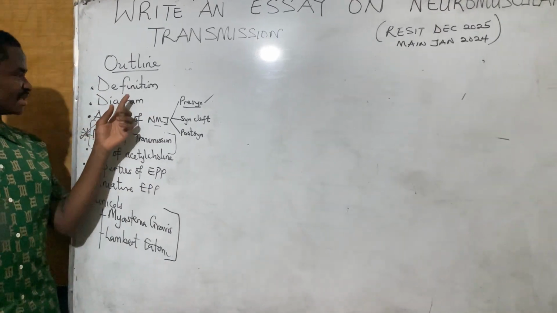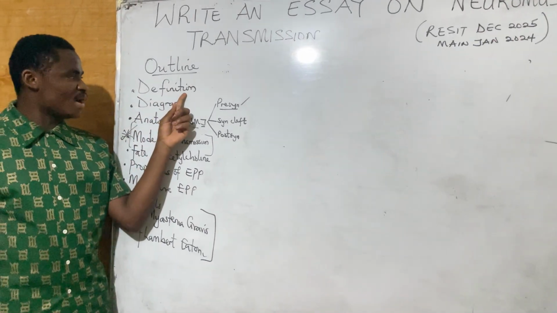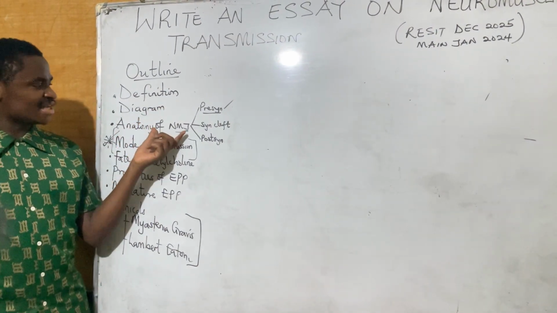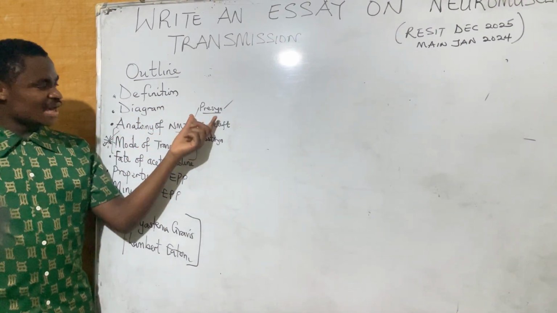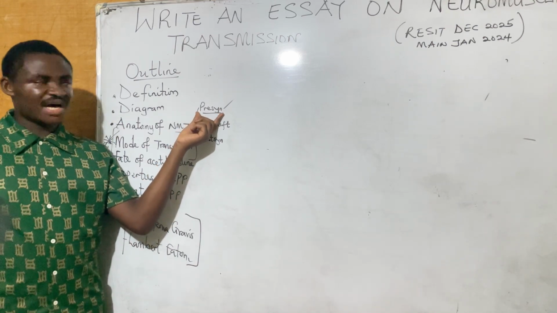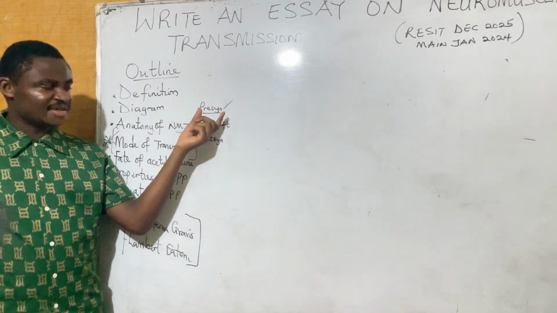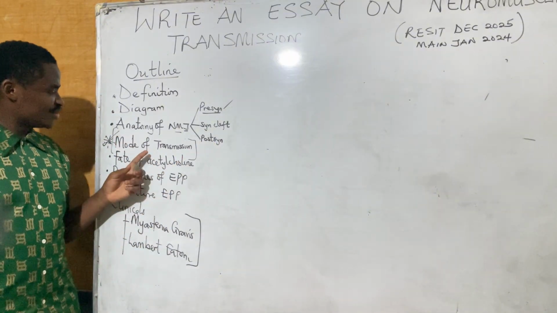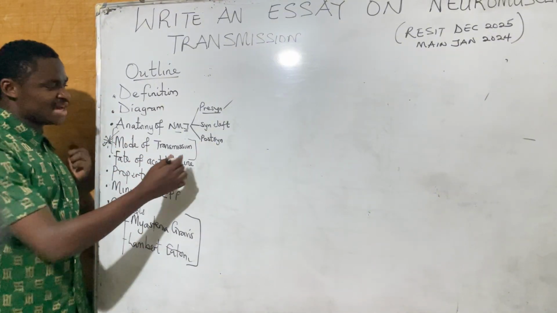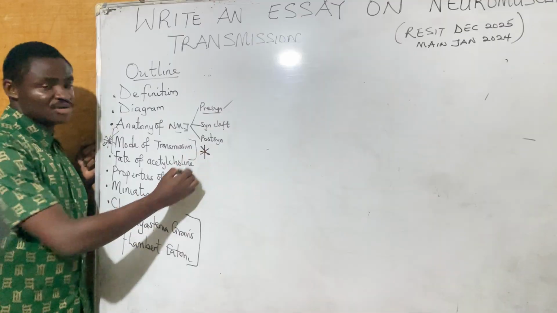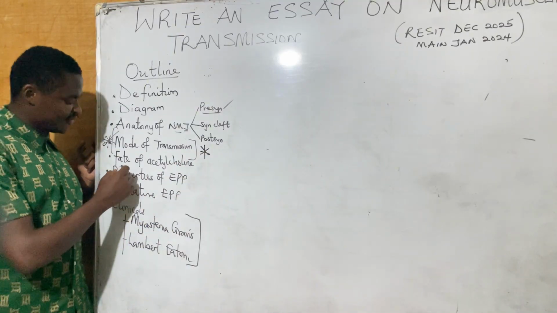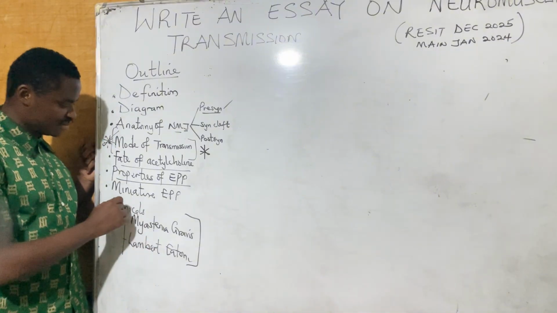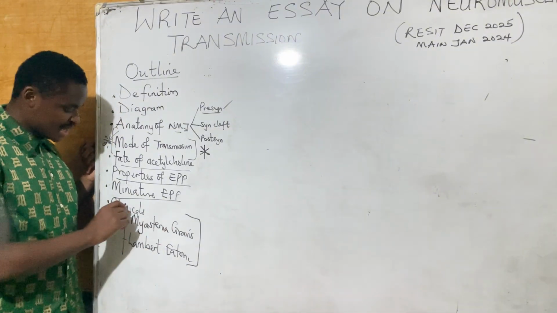An outline that can help you is one that has a definition, a diagram, and the anatomy of the neuromuscular junction, which should have a presynaptic, a synaptic cleft, and a postsynaptic. It should also tell us the mode of transmission, and this is where the bulk of the mark will be. Then we'll talk about the fate of acetylcholine, the properties of end plate potential, miniature end plate potential, and then clinicals.